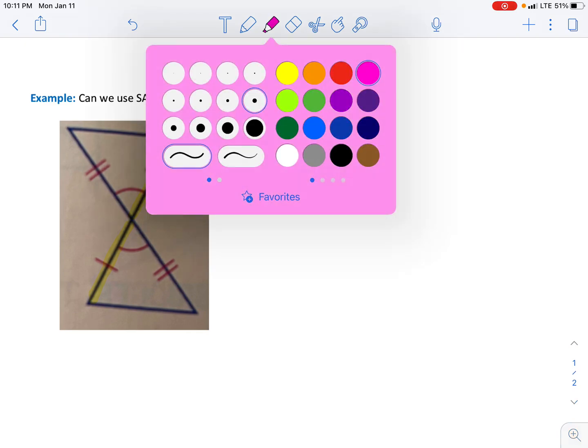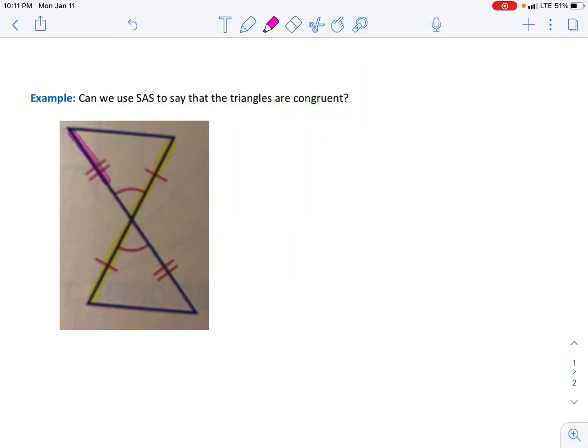And then also we see that this side is congruent to this side of the bottom triangle, because the triangle at the top has two tick marks for that side that I just highlighted in pink, and so does the triangle at the bottom. So far we have two sides of the top triangle congruent to two sides of the bottom triangle, and now we need the included angle, the angle in between those two sides of the top triangle, to be congruent to the included angle for the bottom triangle.